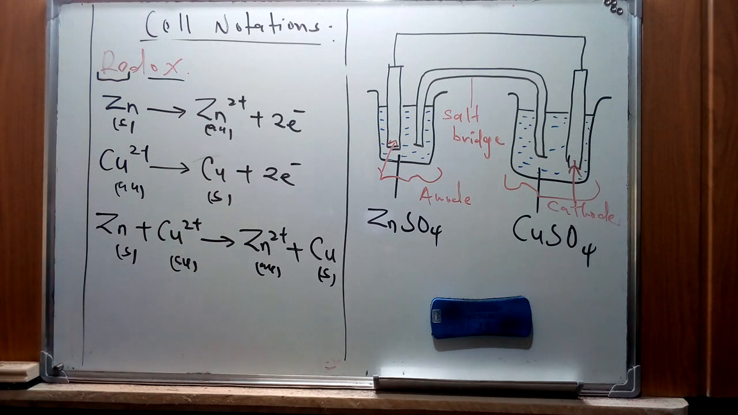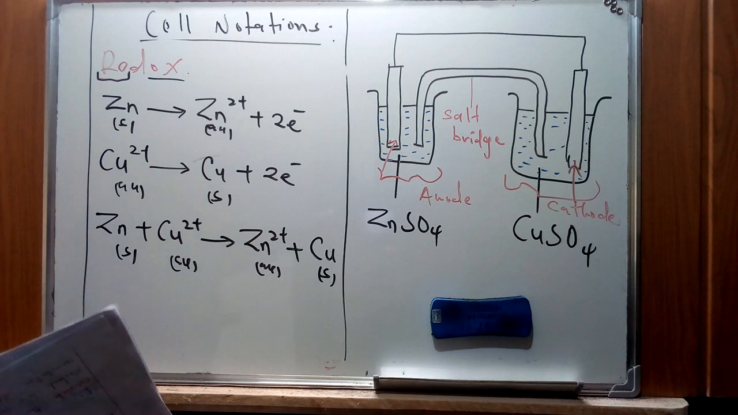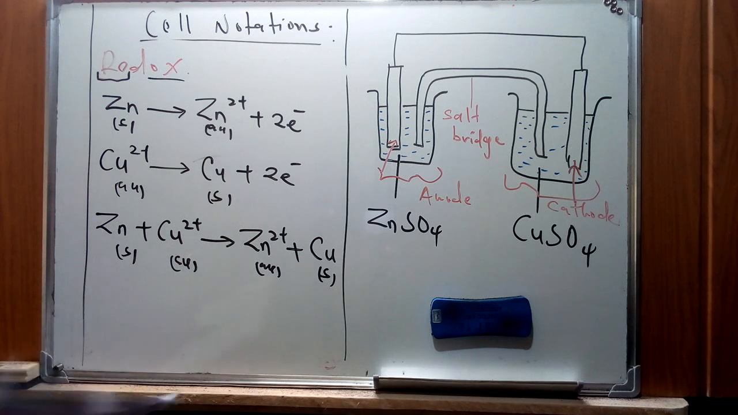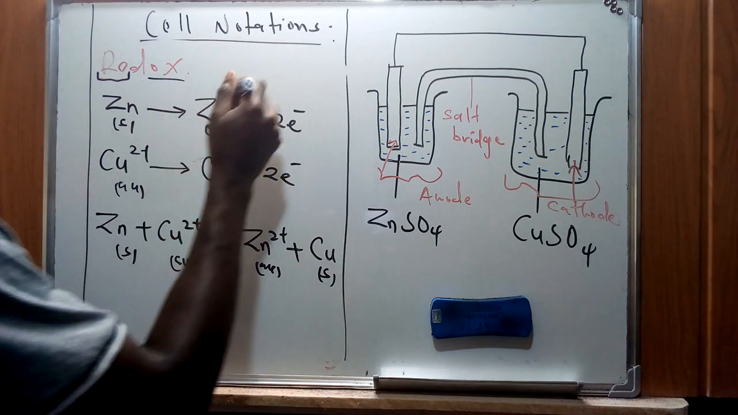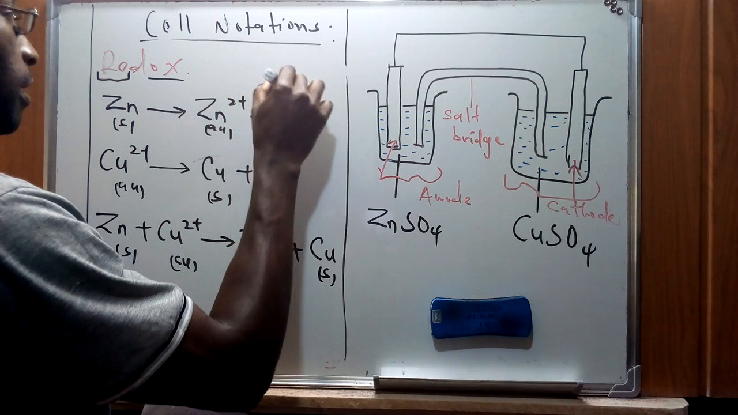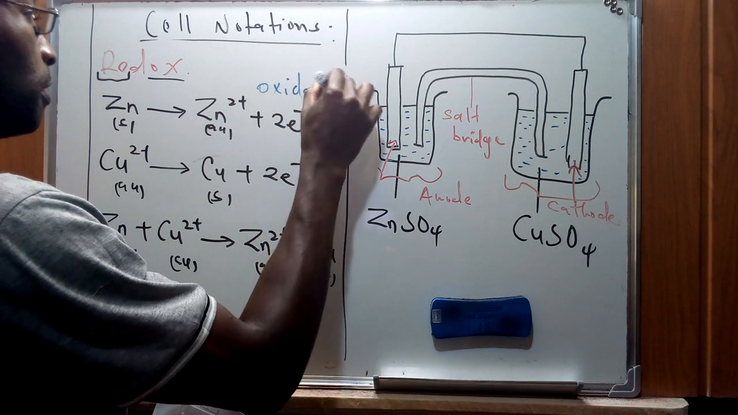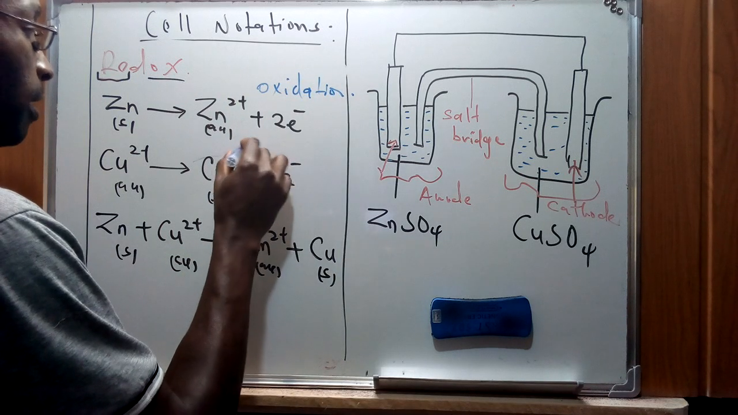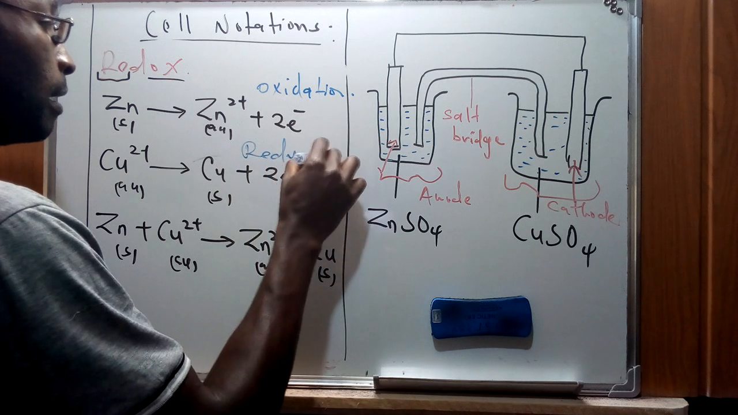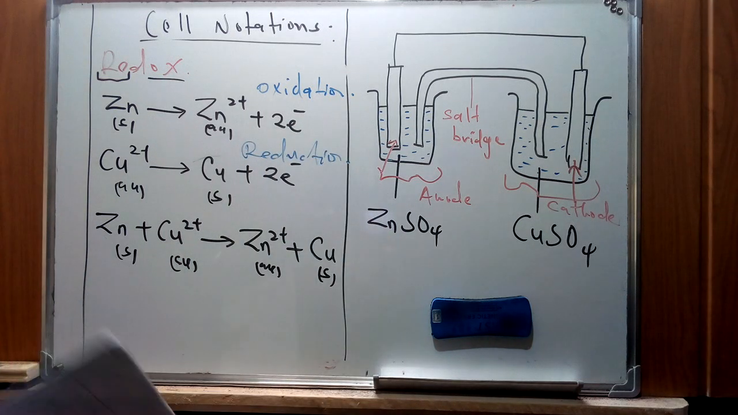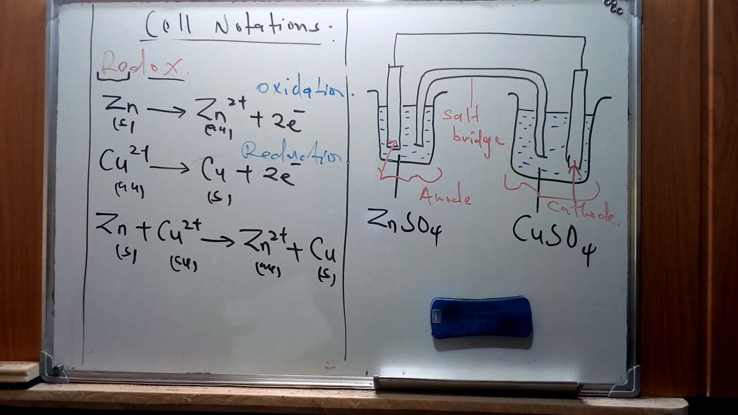Like that. So in these two reactions, this is a general representation for the redox reaction. In the first case, we have an oxidation reaction, whereas in the second reaction, we have a reduction reaction. So we can allocate those two specific reactions to the anode and the cathode, respectively.